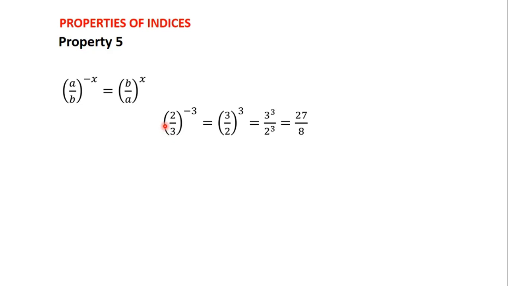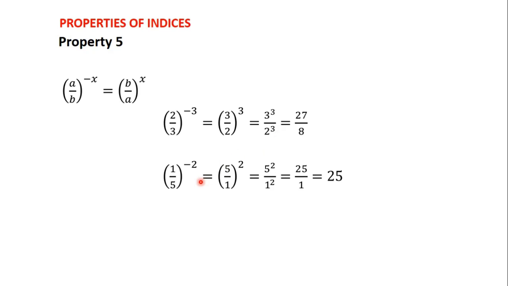Okay, so if you have 2 divided by 3 exponent minus 3, it is equal to 3 divided by 2 exponent 3. This will give us 3 exponent 3 divided by 2 exponent 3, which is 27 divided by 8.